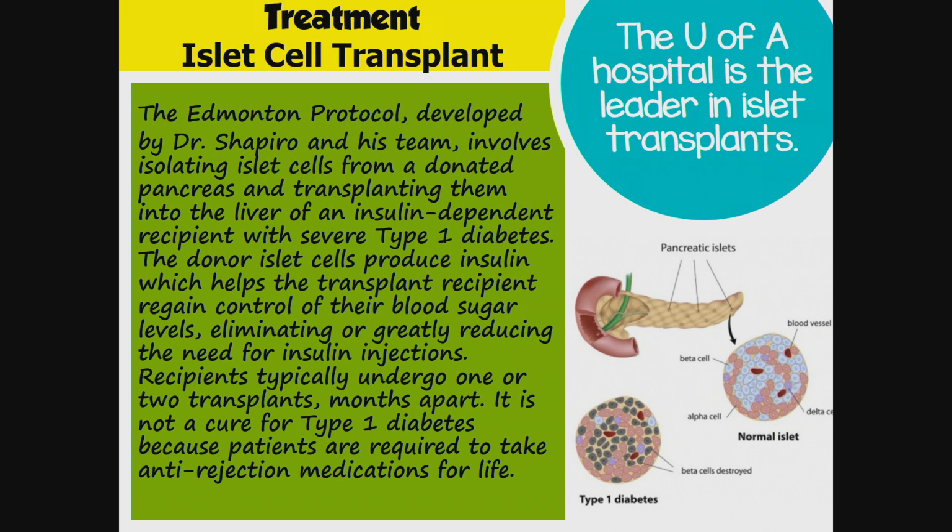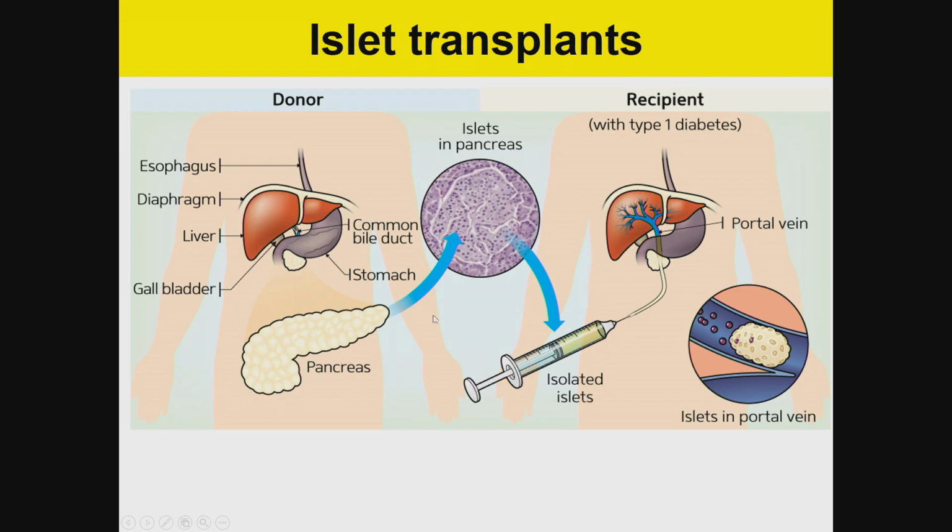Recipients typically undergo 1 or 2 transplants months apart. It is not a cure for type 1 diabetes because patients are required to take anti-rejection medications for life. During the procedure, they take a pancreas from a person who has passed on, they remove the islet cells from it, and then they transfer the islet cells to the portal vein in the liver of the recipient, because it has a huge blood supply, so those cells will receive a lot of oxygen.